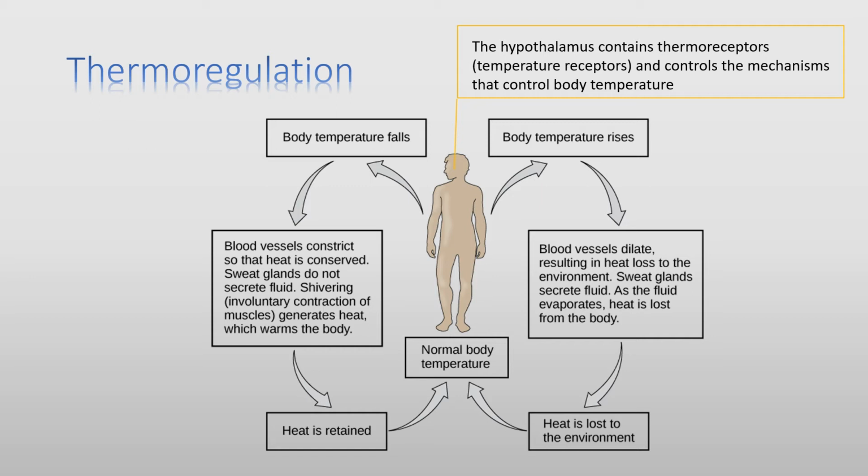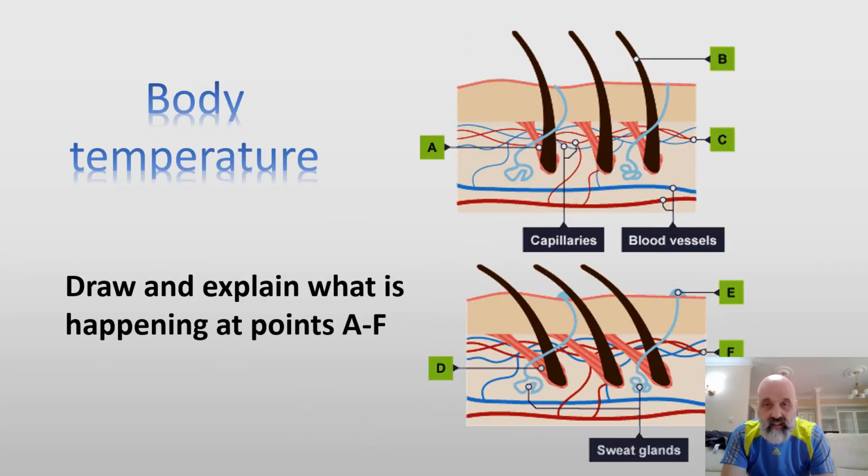So let us take a look at what happens in the skin. Here we have two diagrams of the surface of the skin, just a small section of skin. One of them shows the skin in warm conditions and the other one shows skin in cold conditions. The question is, can you work out which is which?